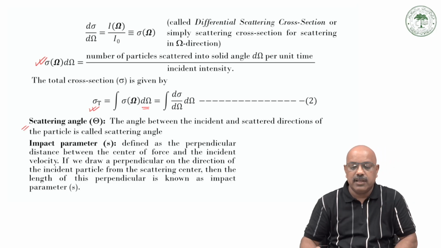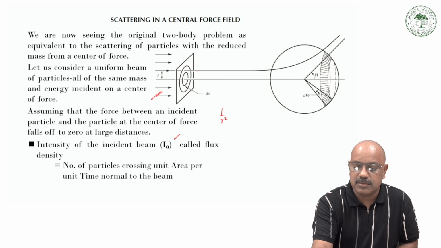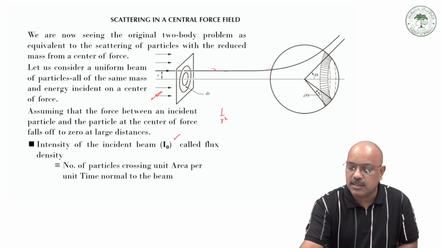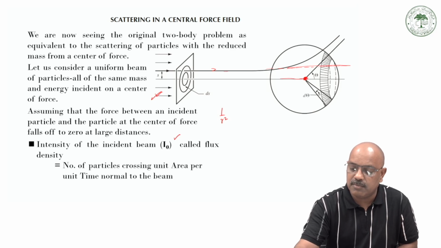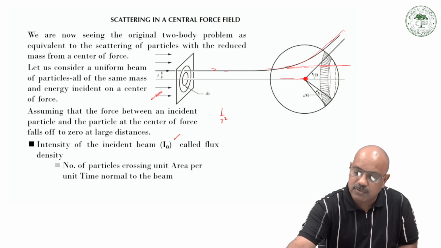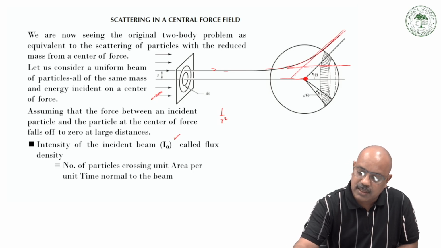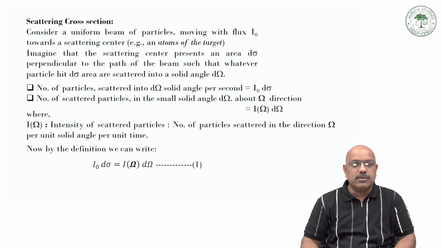The scattering angle is the angle between the incident and scattered direction. If the particle is coming in and there is no force, there is no angle between its direction and the original one. But if, because of this force, the particles get scattered from their original path, and you draw an asymptote from here, then the angle made is theta, and this is known as the scattering angle.